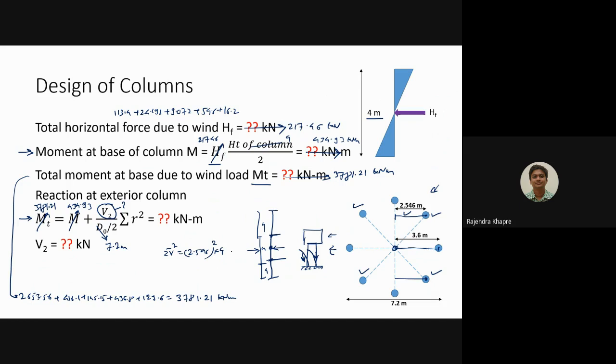Is it clear, students? And then 3.6 is the distance over here and over here also, so this is 3.6 square into 2. The same value has to be substituted over here, and you have to solve this for V2 and tell me the value of V2.